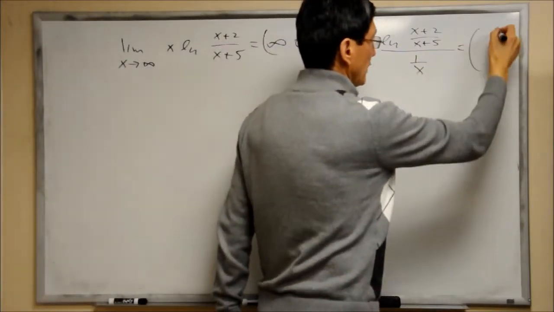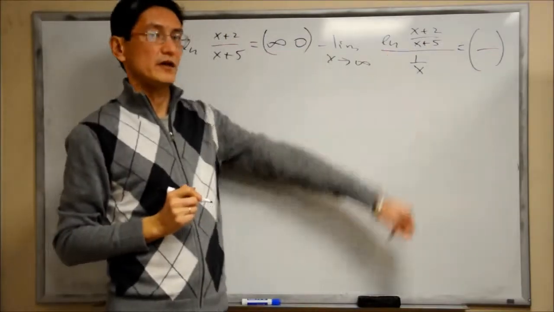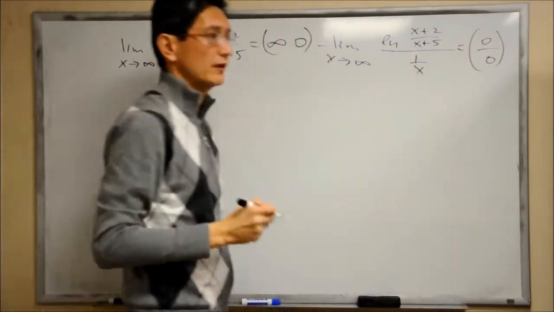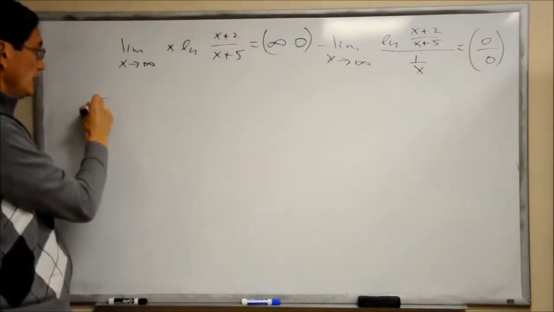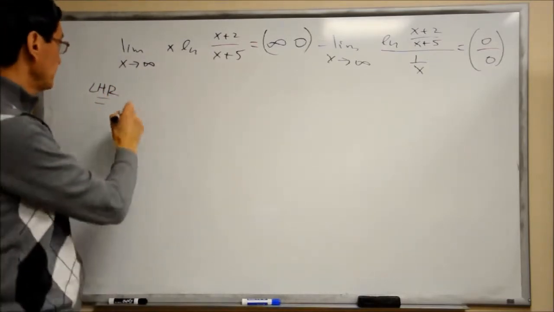Now we're plugging in infinity for x. We get 1 over infinity, which is 0. And still ln of 1, which is 0. So now we get 0 over 0. And we got what we wanted. And we are ready to apply L'Hopital's rule.